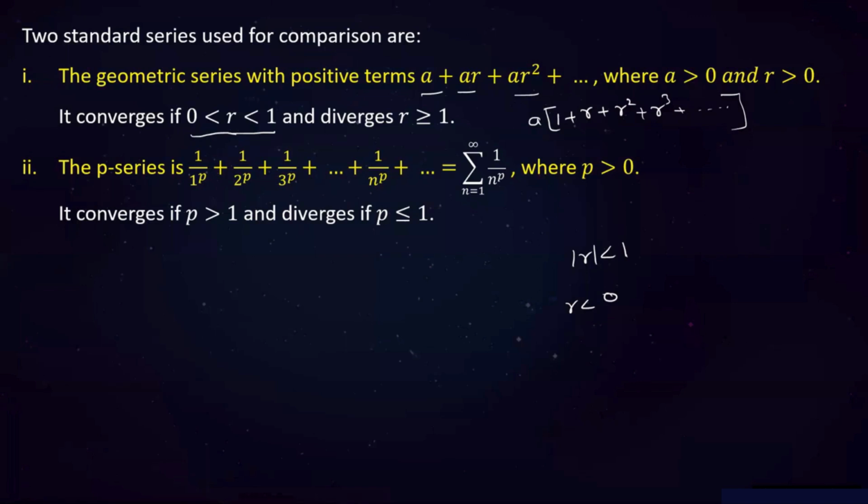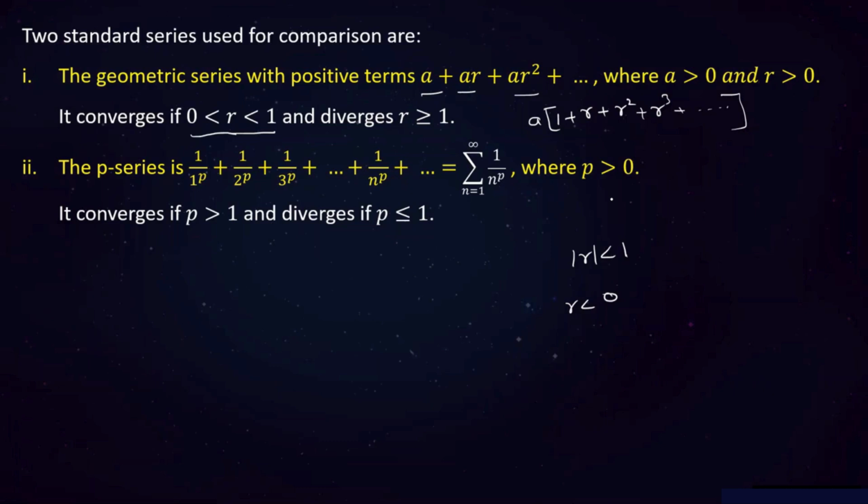Okay, that's one point. Then the second one: this geometric series is divergent if r is greater than or equal to 1. It is convergent when r is less than 1, and it is divergent when r is greater than or equal to 1. That is a known thing to you. You have been practicing this since your school, right? Probably at least from intermediate.